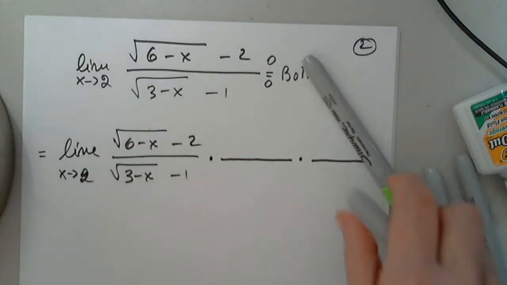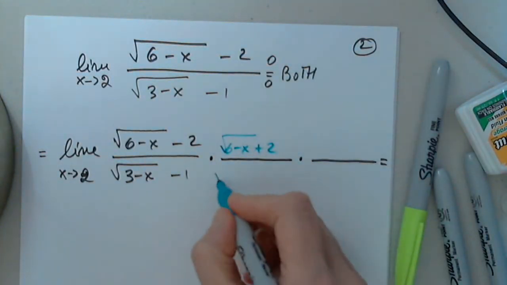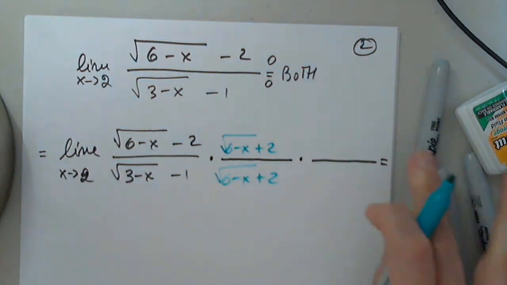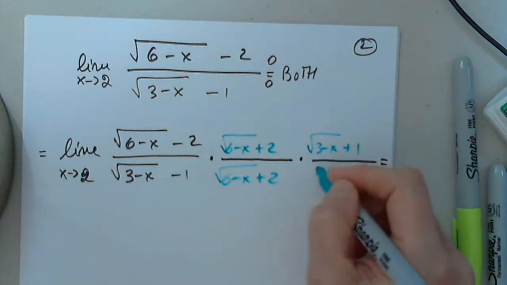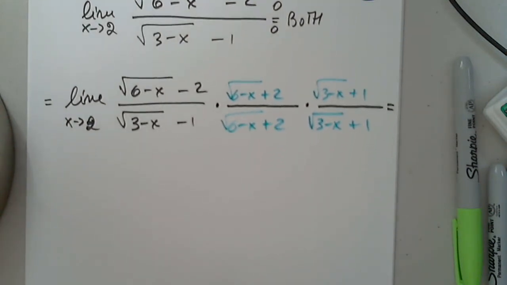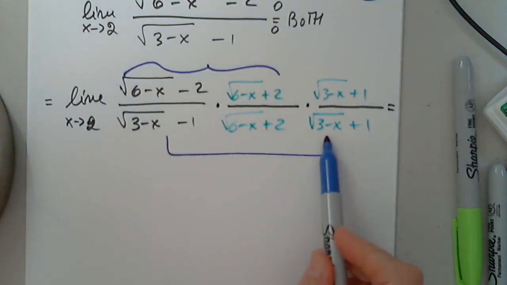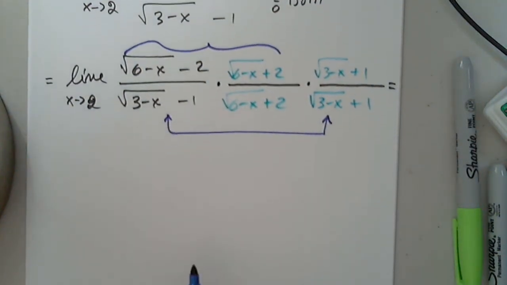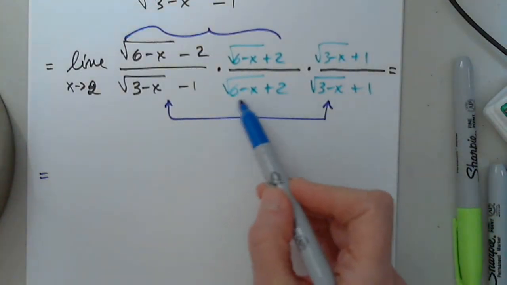So the conjugate for the numerator will be the square root of 6 minus x plus 2, and for the denominator it is the square root of 3 minus x plus 1. Okay, so let's see what we get. I will have to multiply these two, and I will have to multiply these two. The rest will stay, because the rest is not a problem.